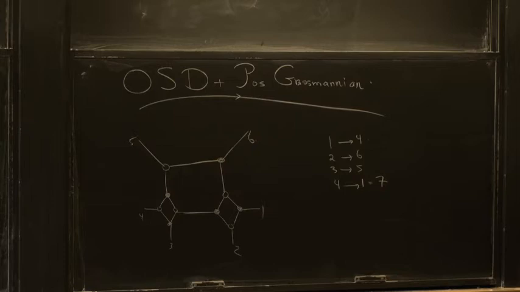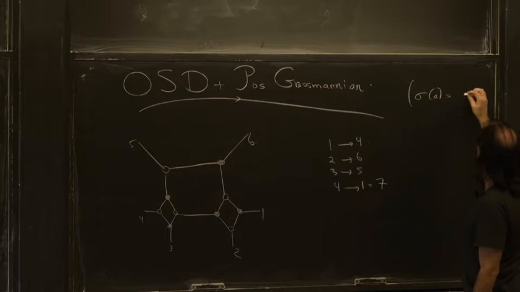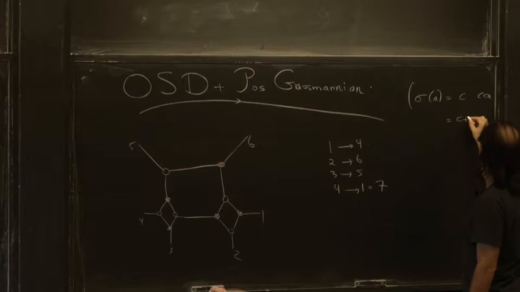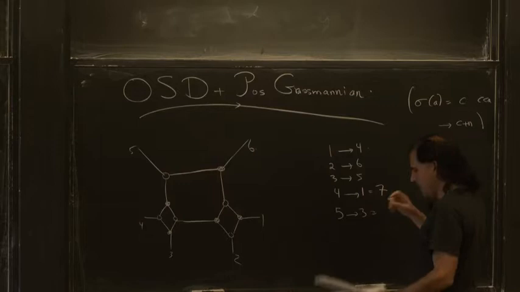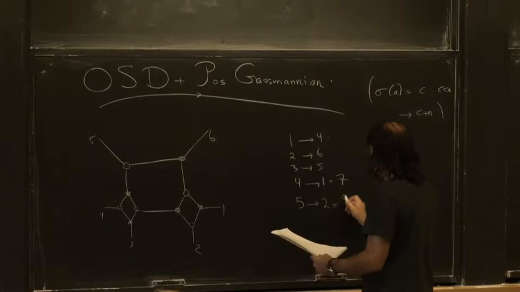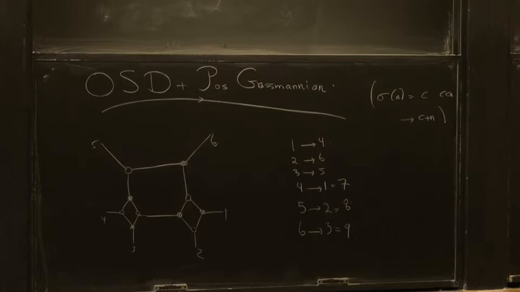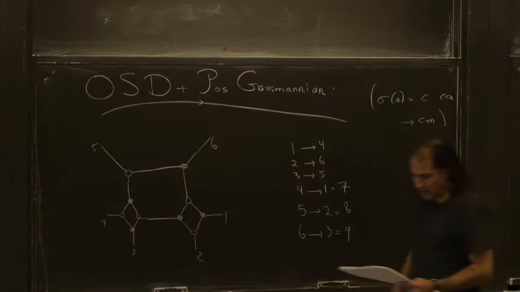Okay, so if sigma of A is equal to some C with C less than A, I'll actually say that it's equal to C plus N. So I'm always going to have it go forward. So 4 goes to 7, 5 goes to 3, which is really the same, 5 goes to 2, which is 8, and 6 goes to 3, which is 9. And we said that if we do square moves and merge on merge, we're not going to change this permutation.